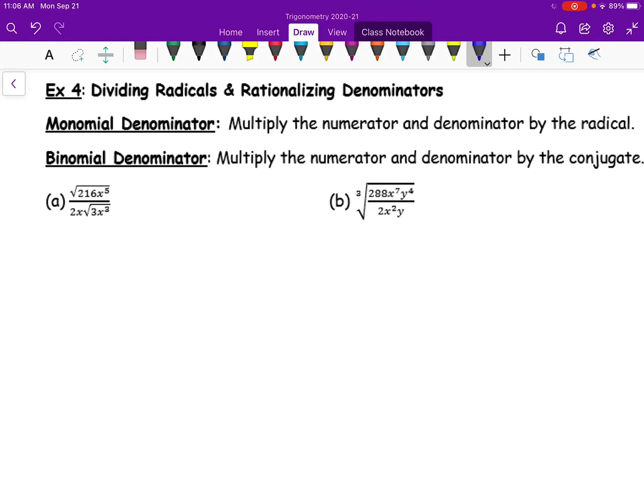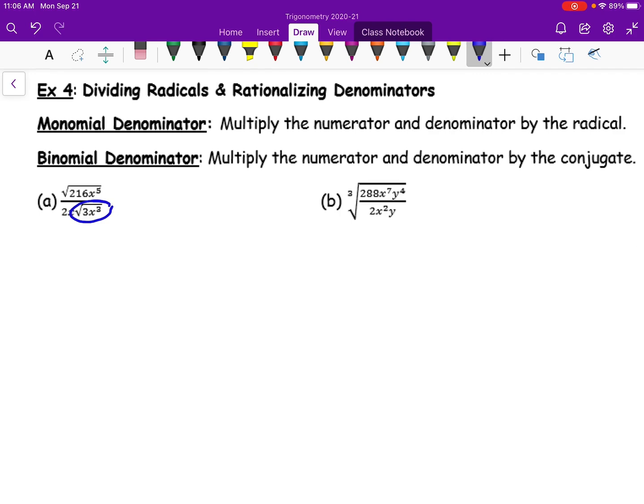Alright, this next part is a little trickier. This is where we're dividing radicals and rationalizing denominators. Okay? So you want to rationalize the denominator when you have radicals in the denominator. For example, for part A, I have this right here. This is called a monomial denominator. So all you do when you have this situation is multiply the numerator and the denominator by the radical.